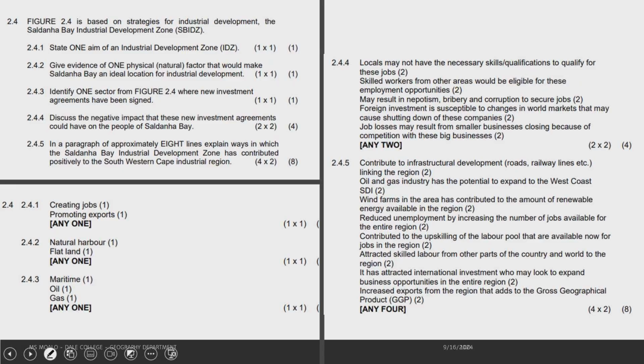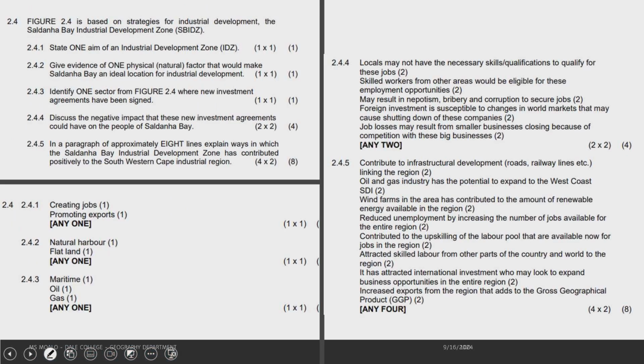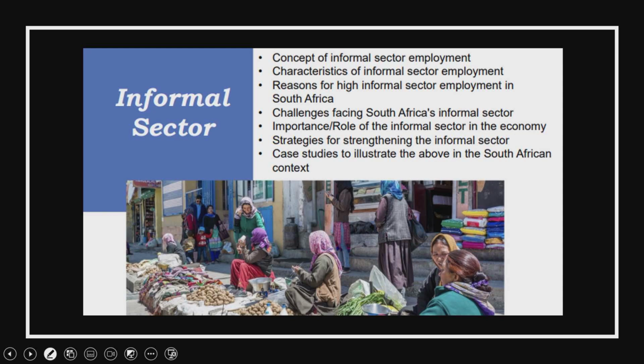Okay, and then these are just the last example of questions that are based on the Saldanha Bay Industrial Development. I'll try and attach a link to these slides so that you can go through them yourselves. Then the last section that we're doing is the informal sector.